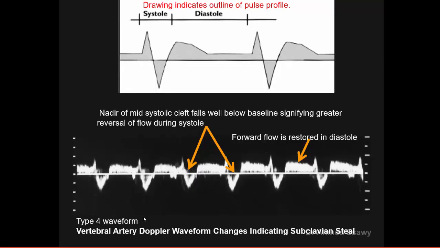Type 4 waveform in vertebral artery Doppler changes indicating subclavian steal. The mid-systolic cleft falls below baseline, signifying greater reversal of flow during systole, and forward flow is restored in diastole. Type 4 waveform in vertebral artery indicating subclavian steal.